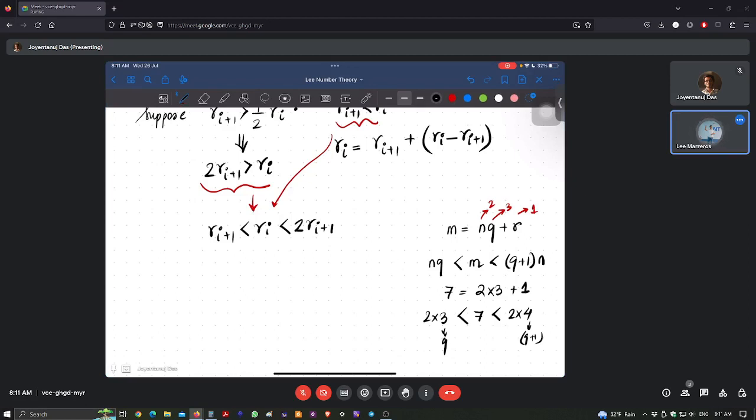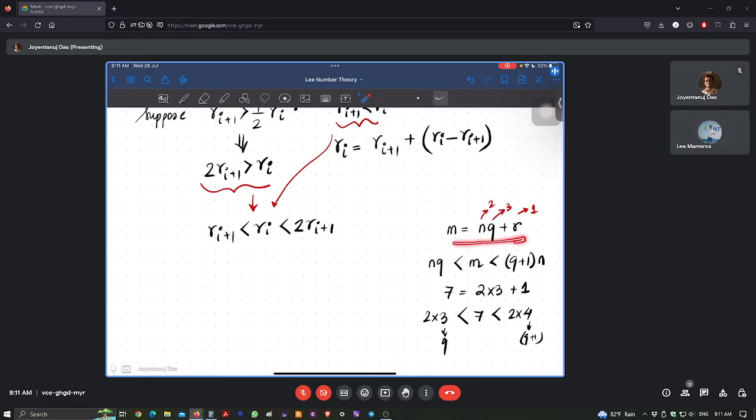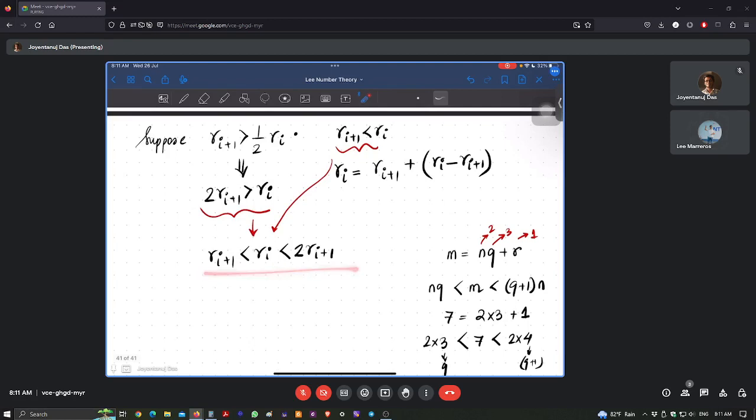Okay, and you're saying 7 lies between 2 times 3 and 2 times 4. Yes. So when I write in this quotient and remainder form, q is the highest number that times n will go, because if I do q plus 1, then it will cross m. So if I want to divide by Ri plus 1, and I do twice Ri plus 1, it will cross Ri. So the highest multiple that will go here is 1 times this thing, right?